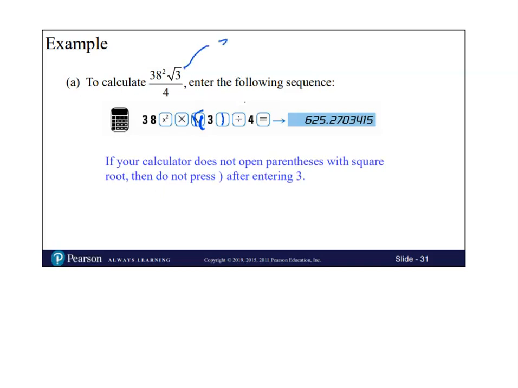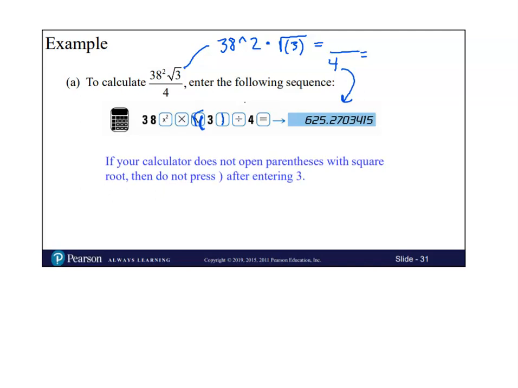Okay, or you could type in 38 and then do your rooftop 2 times the square root of 3. You could figure out what the top is, and then you know that 4 goes on the bottom. So we would do whatever the top is divided by the bottom to get our final answer of 625.27033415. I really like it. I think you make less mistakes if you stop trying to type in everything at once.